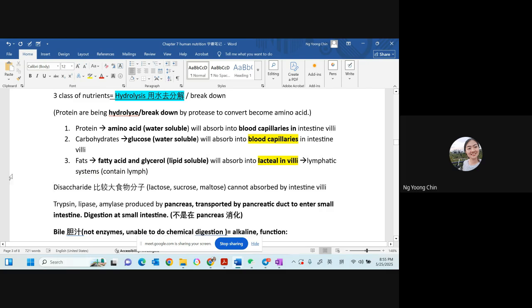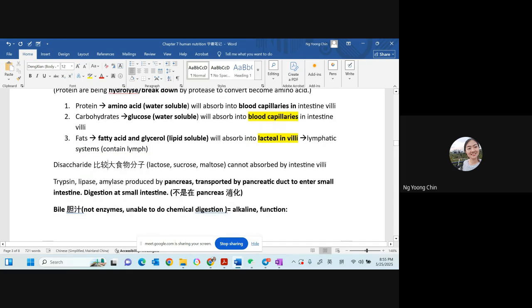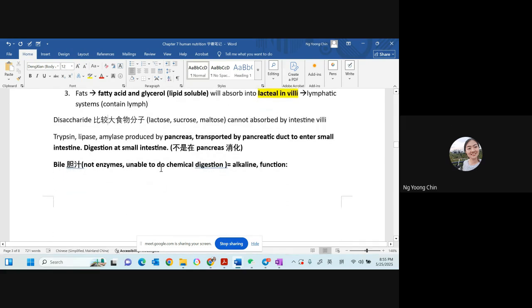Then how about the disaccharides? Disaccharides like lactose, sucrose, maltose are not able to be absorbed by the intestine villi because their size is too large already. Please always remember that the trypsin, lipase, and amylase produced by the pancreas will be transported by the pancreatic duct into the small intestine. So the digestion happens at the small intestine, but not at the pancreas.